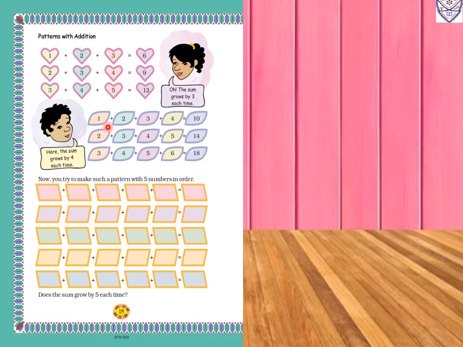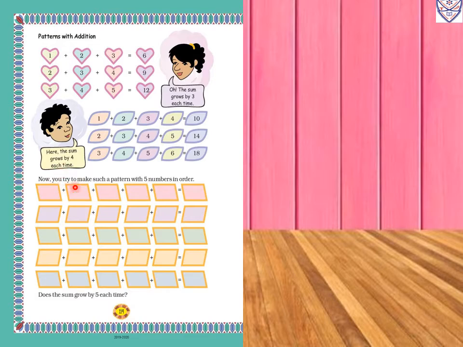Now the boy is doing here 1 plus 2 is 3, 3 plus 3 is 6, 6 plus 4 is 10. Then the second pattern: 2 plus 3 is 5, 5 plus 4 is 9, 9 plus 5 is 14. Then 3 plus 4 is 7, 7 plus 5 is 12, 12 plus 6 is 18. Here the numbers grow by 5, 10, 14, 18. Here the sum grows by 4 each time.